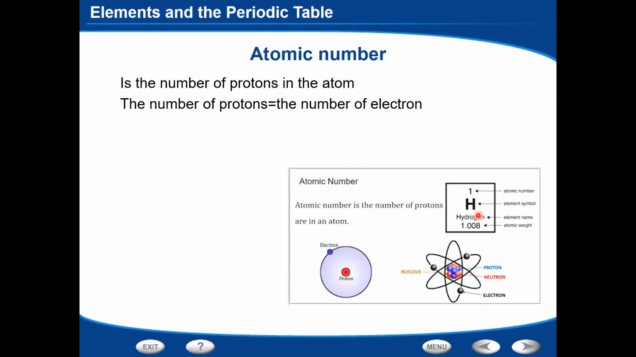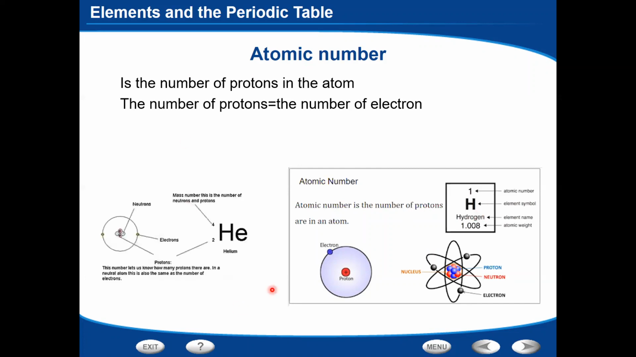For example, hydrogen has one proton, or atomic number one. So you will never find another element with atomic number one. Here, helium has atomic number two, meaning two protons or two electrons.